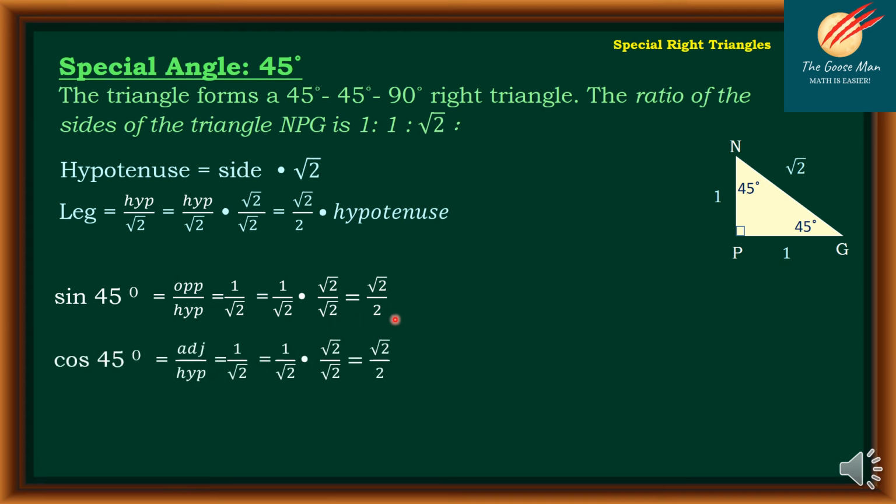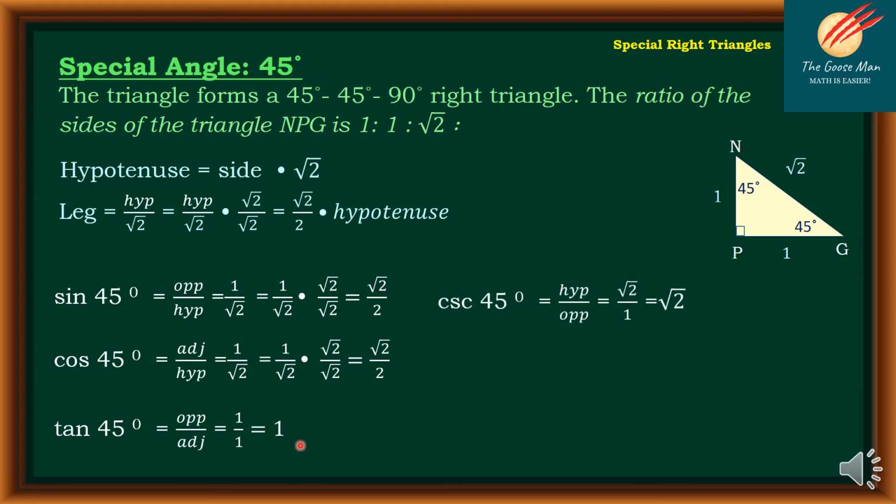Likewise, we have cosine 45 degrees is equal to adjacent divided by hypotenuse. So this is the same as the square root of 2 all over 2. On the other hand, tangent 45 degrees, that is opposite all over the adjacent. So that is equal to 1.